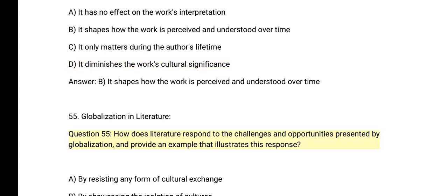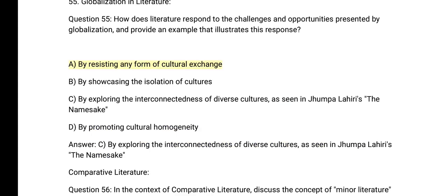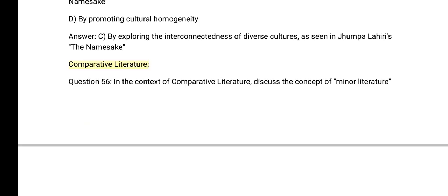55. Globalization in literature. Question 55. How does literature respond to the challenges and opportunities presented by globalization, and provide an example that illustrates this response? A. By resisting any form of cultural exchange. B. By showcasing the isolation of cultures. C. By exploring the interconnectedness of diverse cultures, as seen in Jhumpa Lahiri's The Namesake. D. By promoting cultural homogeneity. Answer: C. By exploring the interconnectedness of diverse cultures, as seen in Jhumpa Lahiri's The Namesake.